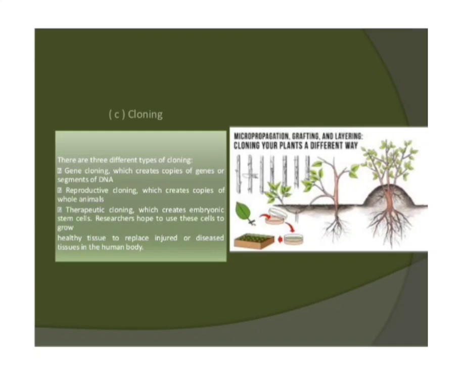First, gene cloning, which creates copies of genes or segments of DNA. Next, reproductive cloning, which creates copies of whole genomes or whole animals. Third, therapeutic cloning, which creates embryonic stem cells. Researchers hope to use these cells to grow healthy tissue to replace injured or diseased tissues in the human body.